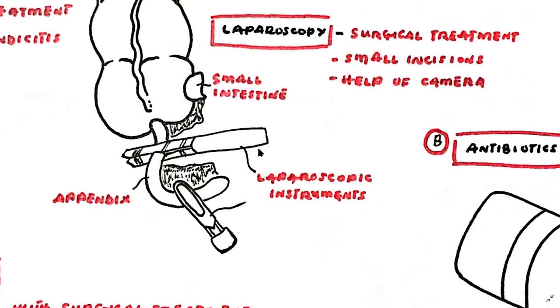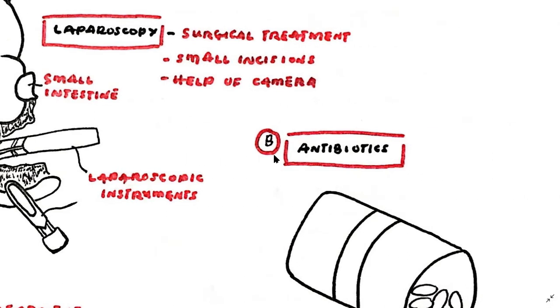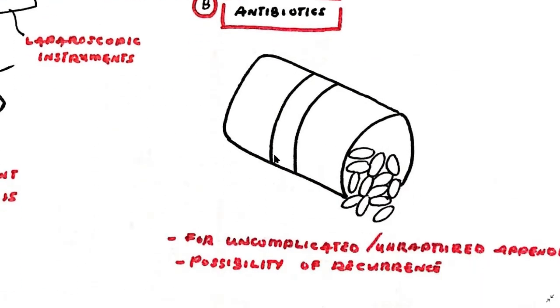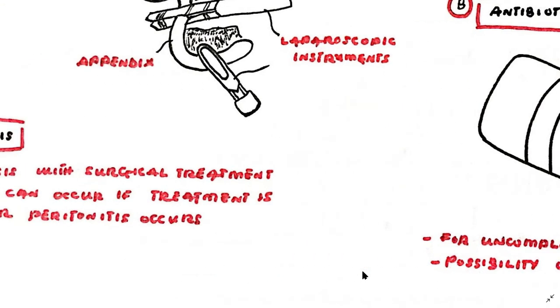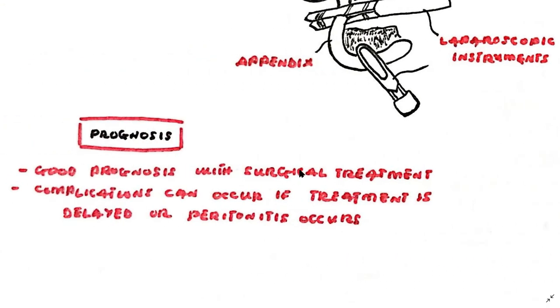Surgery decreases the risk of side effects or death associated with ruptured appendix. Antibiotics may be equally effective in certain cases of non-complicated or non-ruptured appendix. However, there is a possibility of recurrence within a year, which would eventually require an appendectomy. Most people with appendicitis recover easily after surgical treatment, but complications can occur if treatment is delayed or if peritonitis occurs.